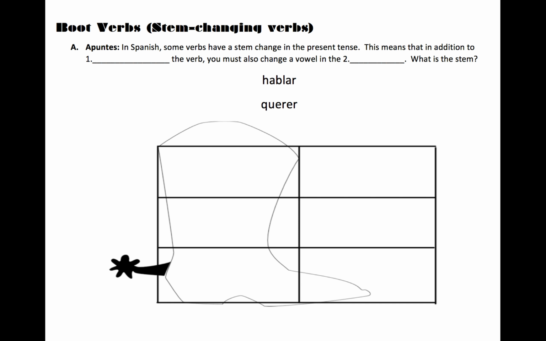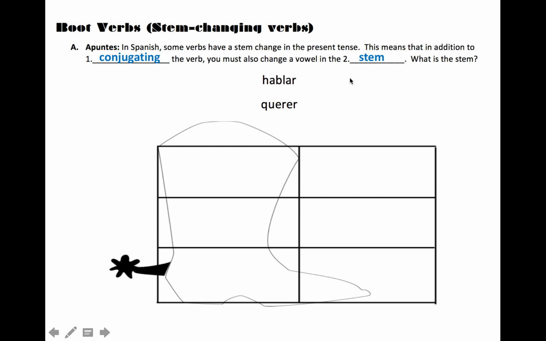So, this year we've learned about conjugating AR verbs, regular ER verbs, and IR verbs, and then some irregulars like ser and estar and gustar and things like that. In Spanish, some verbs have a stem change in the present tense. When this happens, we call it a stem changing verb or a boot verb. This means that in addition to conjugating the verb, you must also change a vowel in the stem. That's why it's called a stem changer.